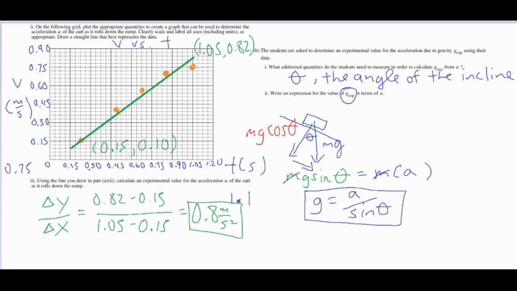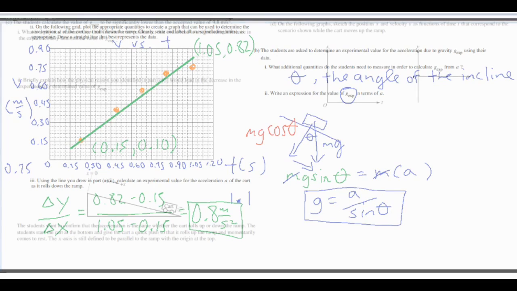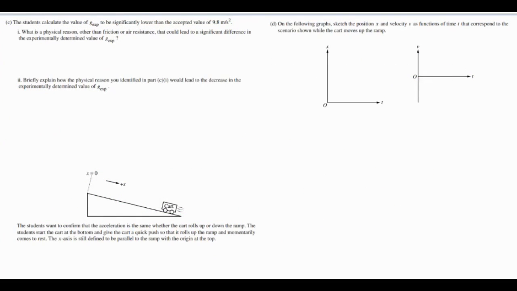All right, now part B is complete, so let's go ahead and move on to section C. Part C says the students calculate the value of g, the experimental g, to be significantly lower than the accepted value of 9.8 meters per second squared. What is the physical reason, other than friction or air resistance, that could lead to a significant difference in the experimentally determined value of g? Now, the first things I would think of would be air resistance and friction, but we're talking about a cart rolling, so one of the first things I would think of is the rotational inertia of the wheels.